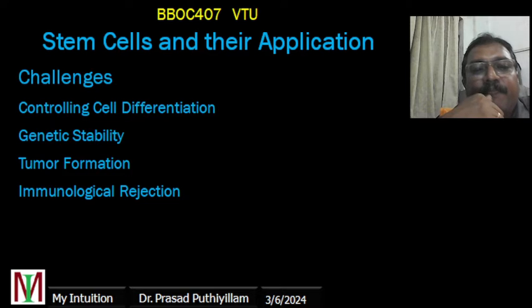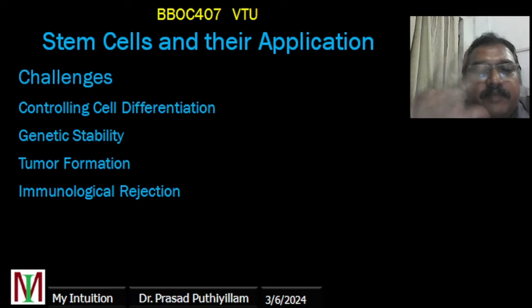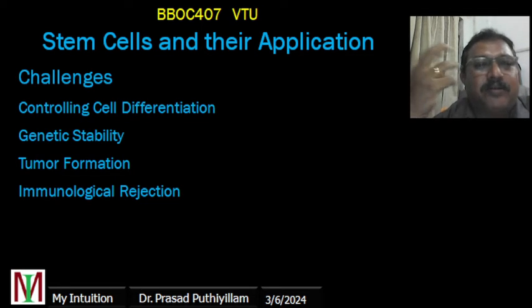Tumor formation: there is a concern about the potential for stem cells to form tumors, particularly embryonic stem cells. If you take them, they may become a tumor, an extra cell growth, which is called a tumor. We heard about that. A tumor means extra cell growth, unwanted cell growth. If it is there, that is called a tumor.